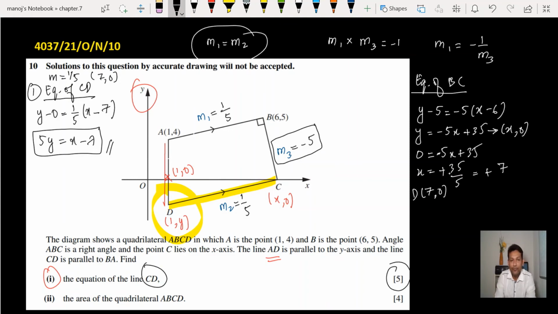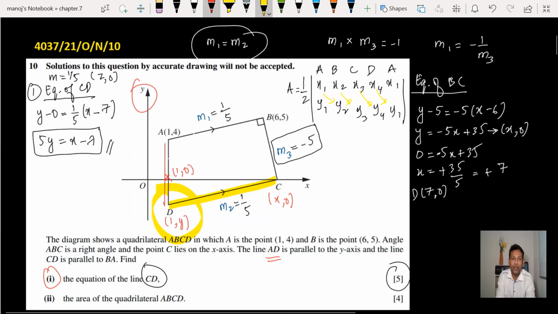Which formula? Remember, the area formula is 1 upon 2, x1 y1, x2 y2, x3 y3, x4 y4, and then again x1 y1. This is how we can do the calculation. You have to see my video, please watch that video. Just multiply here, here, here, here. Then we have to use the minus sign and multiply like this.